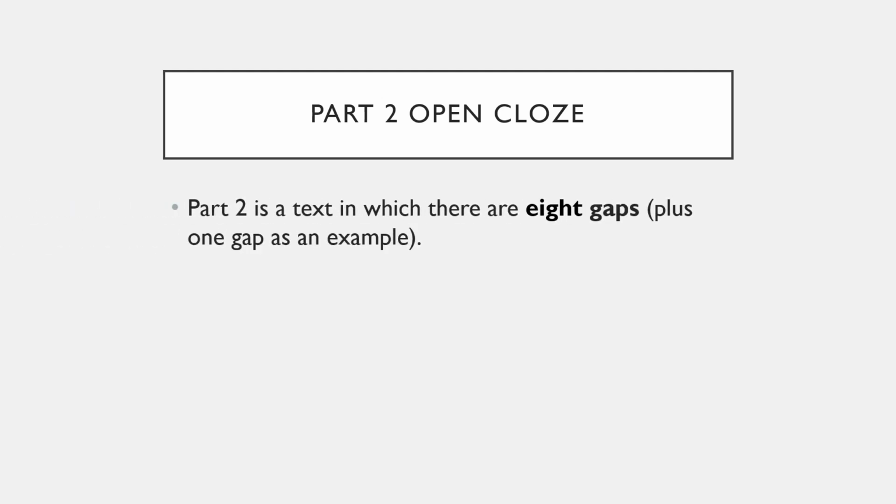Okay. Let's take a look at Part 2 of the exam in greater depth. Part 2 is the Open Cloze. In this activity, you'll be presented with a text and you'll need to complete the 8 gaps. There'll also be an additional gap at the beginning, number 0, which is an example. You need to complete each gap with the correct missing word. Unlike in Part 1 of the advanced exam, this task isn't multiple choice. You're not given a set of words to choose from.